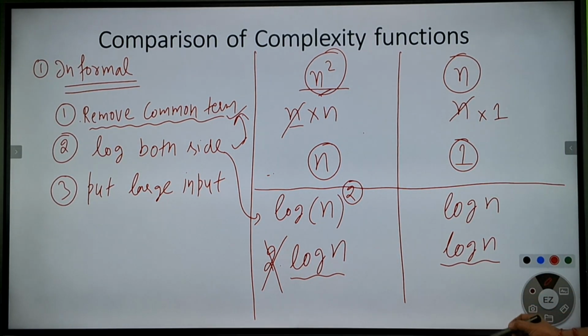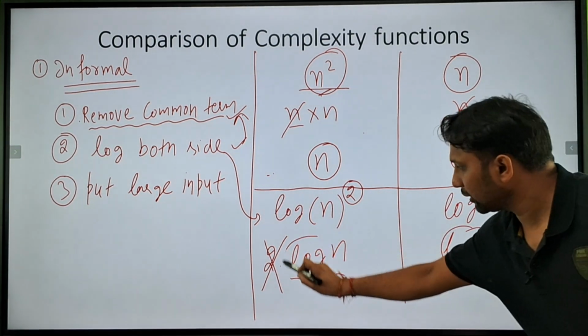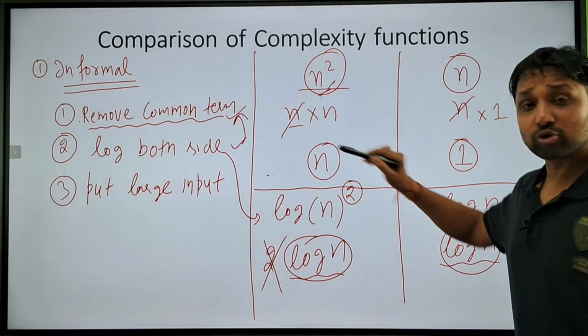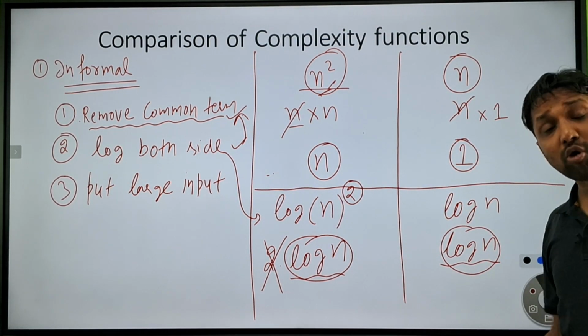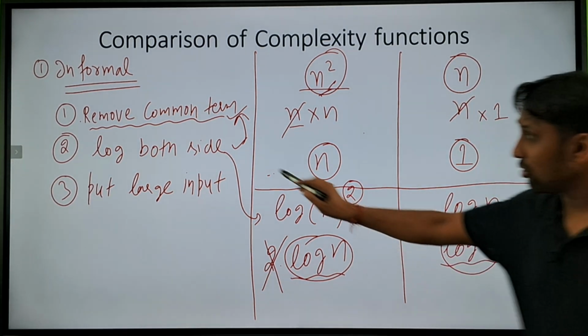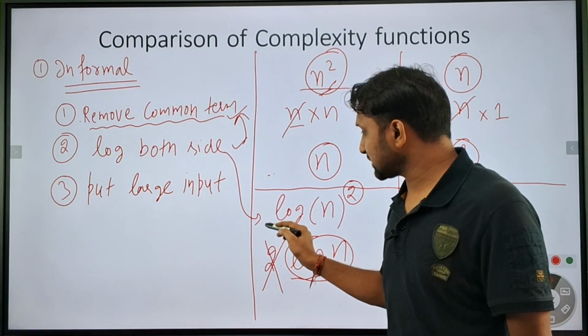And this is telling me that, okay, both are equal, both are log n. Both are log n means both are equal. But n square is not equal to n square is not equal to n square is greater than n. So this is giving me wrong answer when I apply the second step.